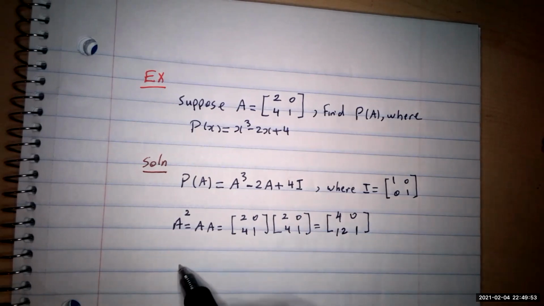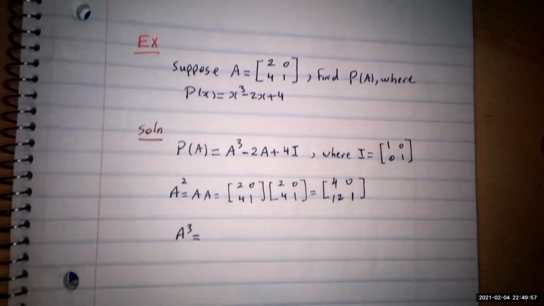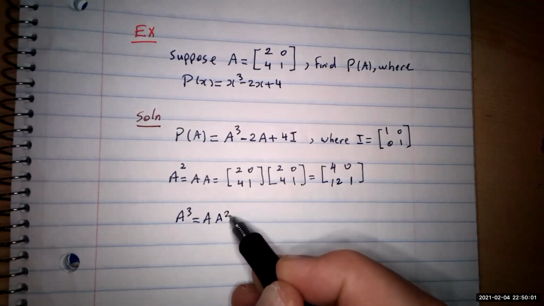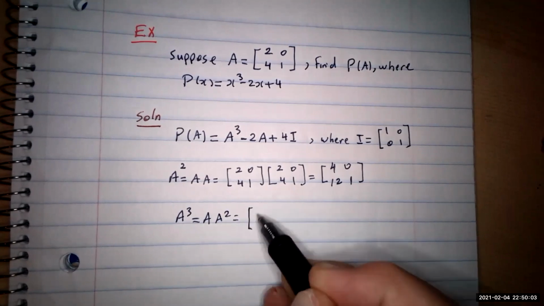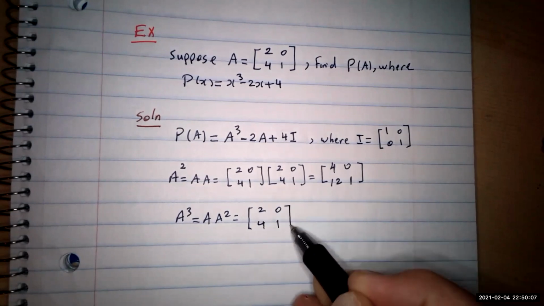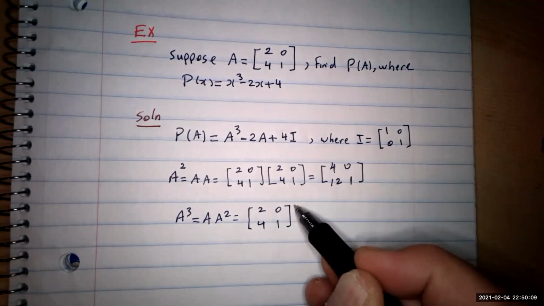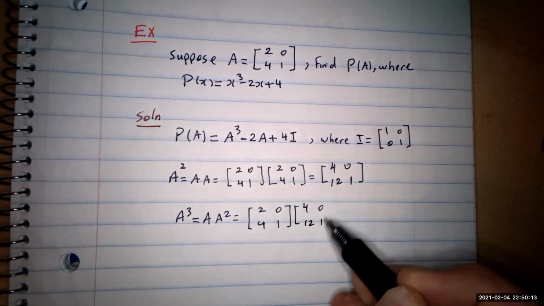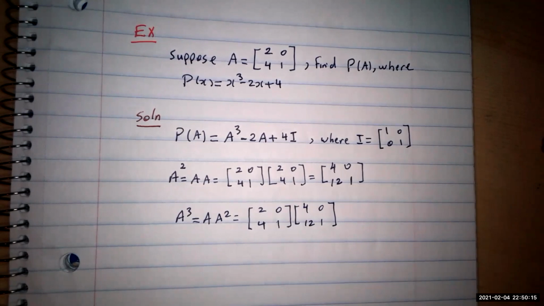So it's going to be A squared. Then we're going to find A cubed. So what's going to be A cubed? A cubed would be A times A squared. So we get the matrix A, 2 0 4 1. This is the given one. You multiply by A squared, so A squared is going to be 4 0 12 1. So this is going to be the one.